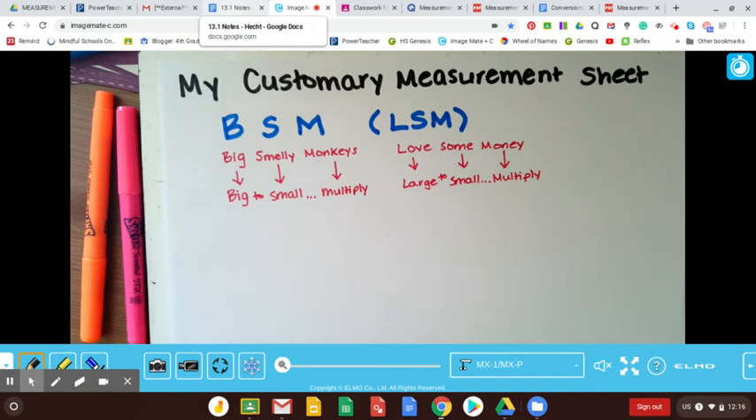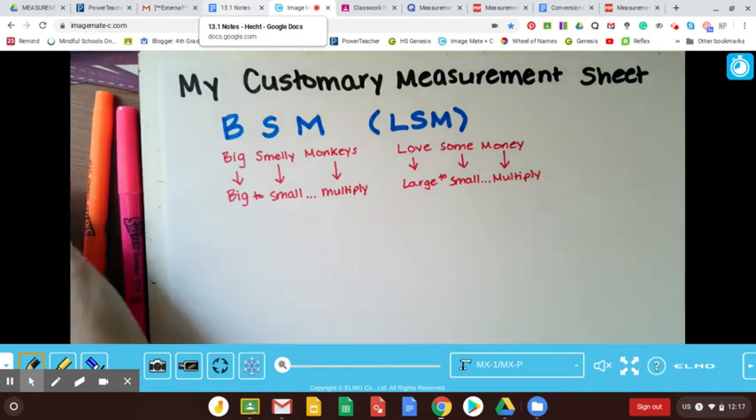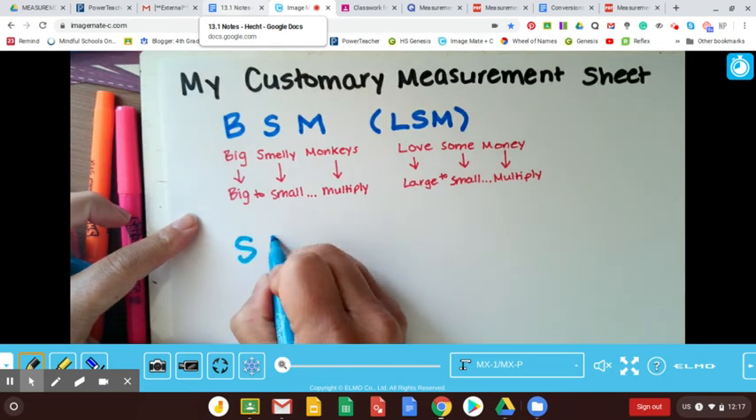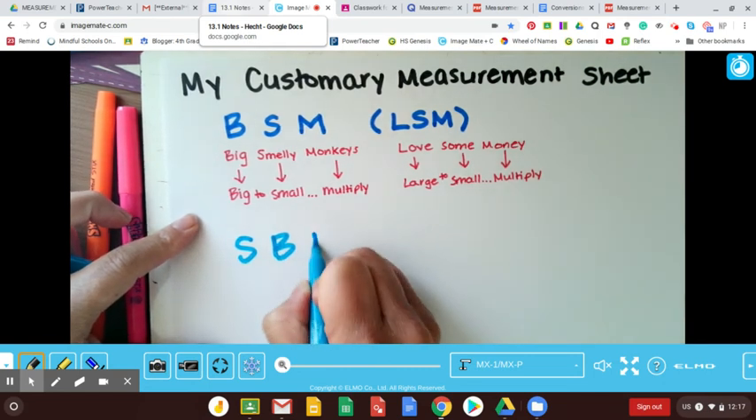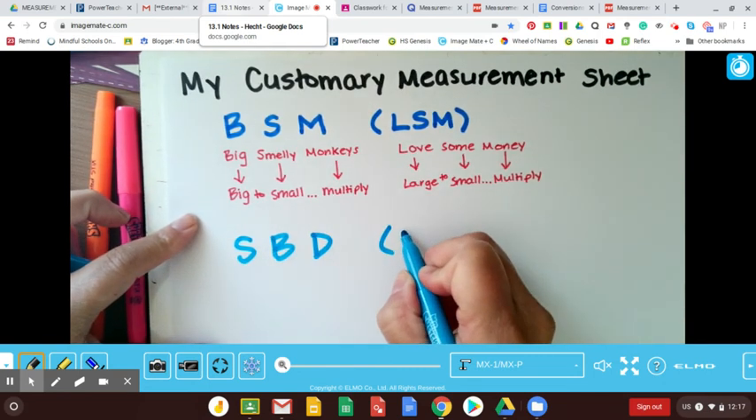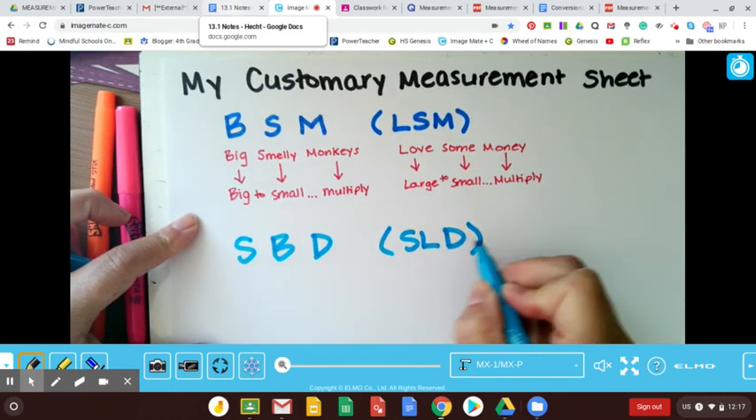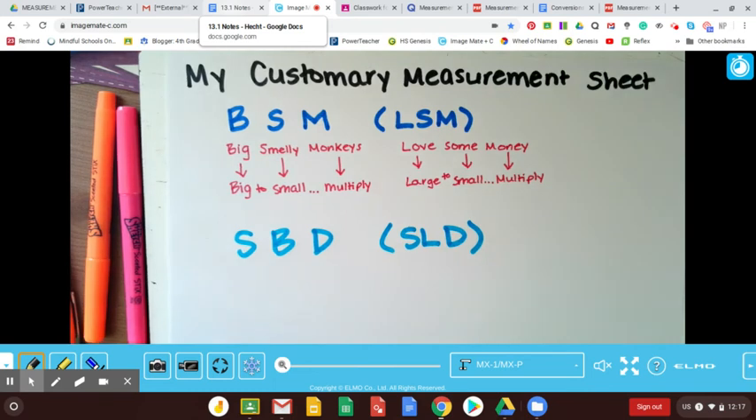All right, so if we're going from big to small units, we're going to multiply. But what happens if we're going to go from small to big? So I have another acronym for you. Small to big, you are going to divide. And some people say SLD, small to large divide.